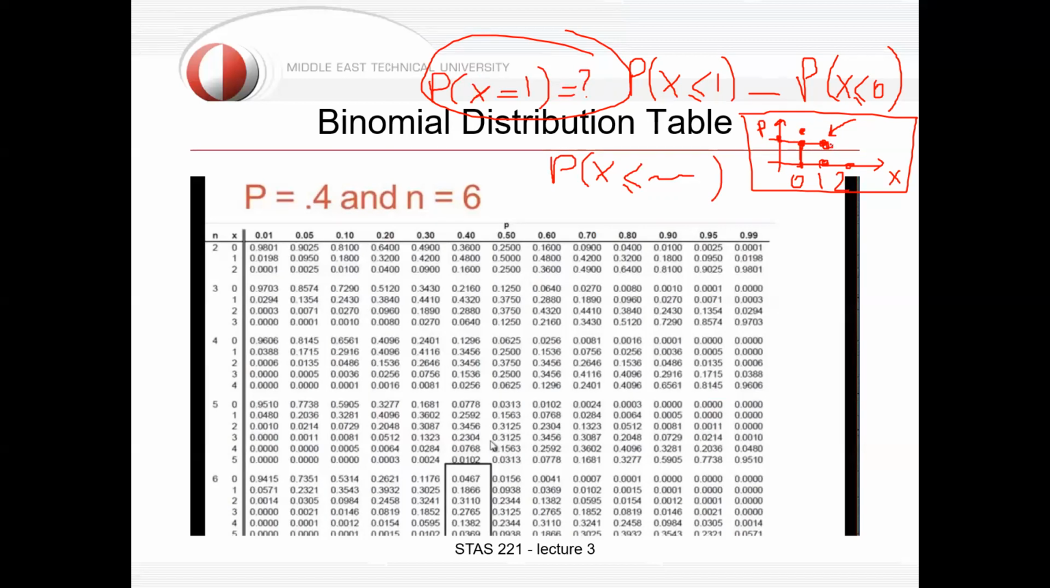Now, in order to find this one, tables only have cumulative. It means that it has 1 and 0 together. So I have the information of this one. I have the information of this one. What to do? I can calculate the whole thing and subtract it from x less than or equal to 0. So 0, 1, 2. I have information about this. I have the cumulative version about this.